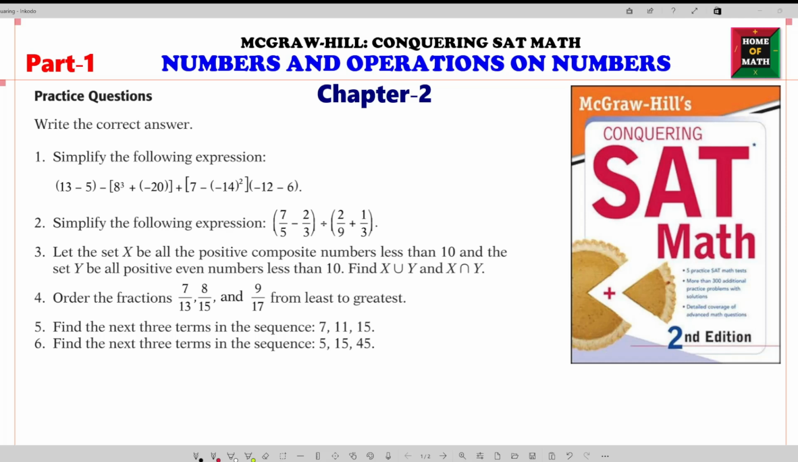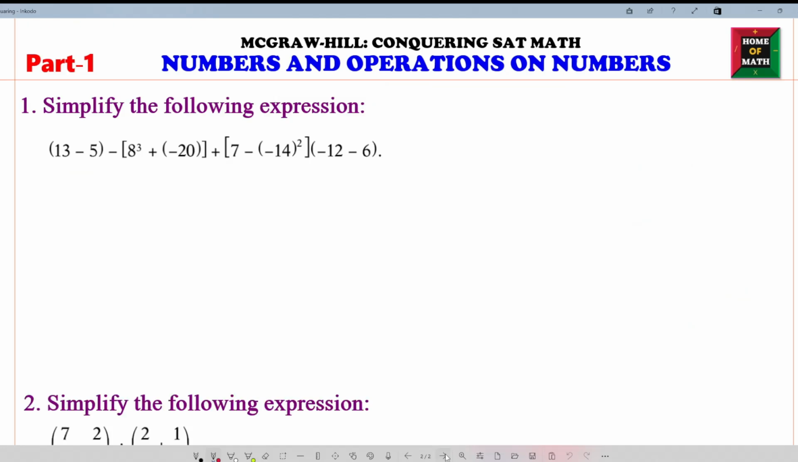Let's start the first part, practice questions. Question 1. Simplify the following expressions. Here is the expression, so we can make it in a separate sheet like this. We will follow PEMDAS or BIDMAS.